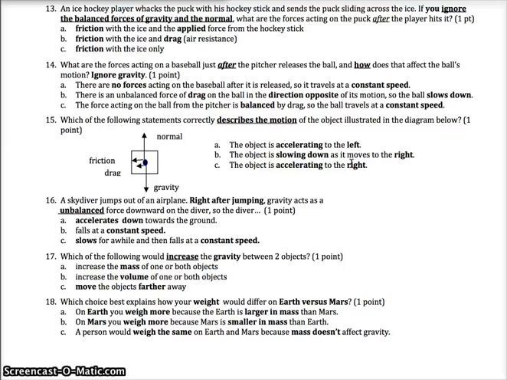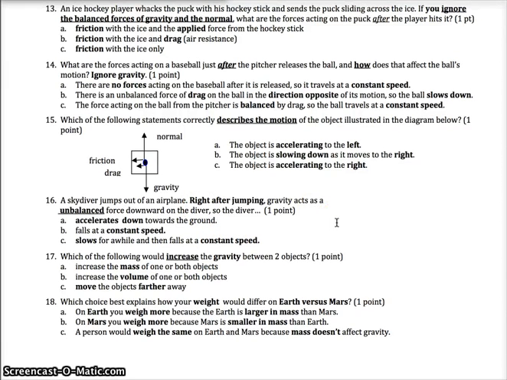15. Which of the following statements correctly describes the motion of the object illustrated in the diagram below? So let's look here at the diagram, and they want to know which one correctly describes the motion of the object. Is it A, the object is accelerating to the left, B, the object is slowing down as it moves to the right, or C, the object is accelerating to the right? You have friction and drag here, so you have to remember which way friction and drag go according to the direction of the object.